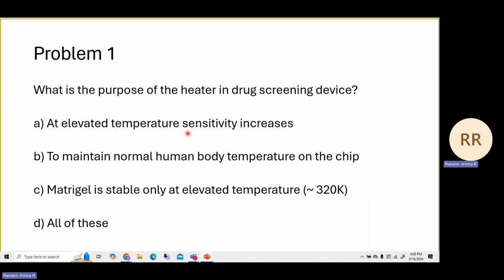So we know that a heater is generally used in order to increase the temperature. In one of the previous lectures, we saw that we used the heater for increasing the temperature because the sensitivity at higher temperature was higher. But in this case, why do we use the heater in the drug screening microfluidic device?